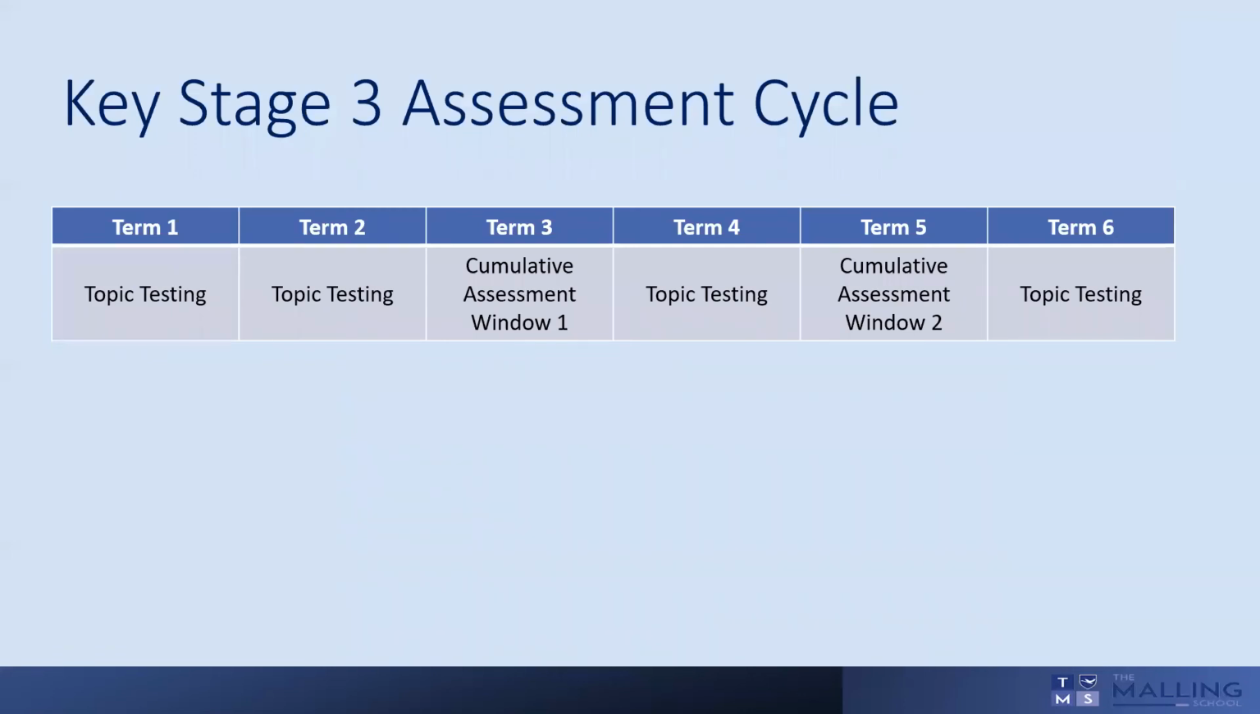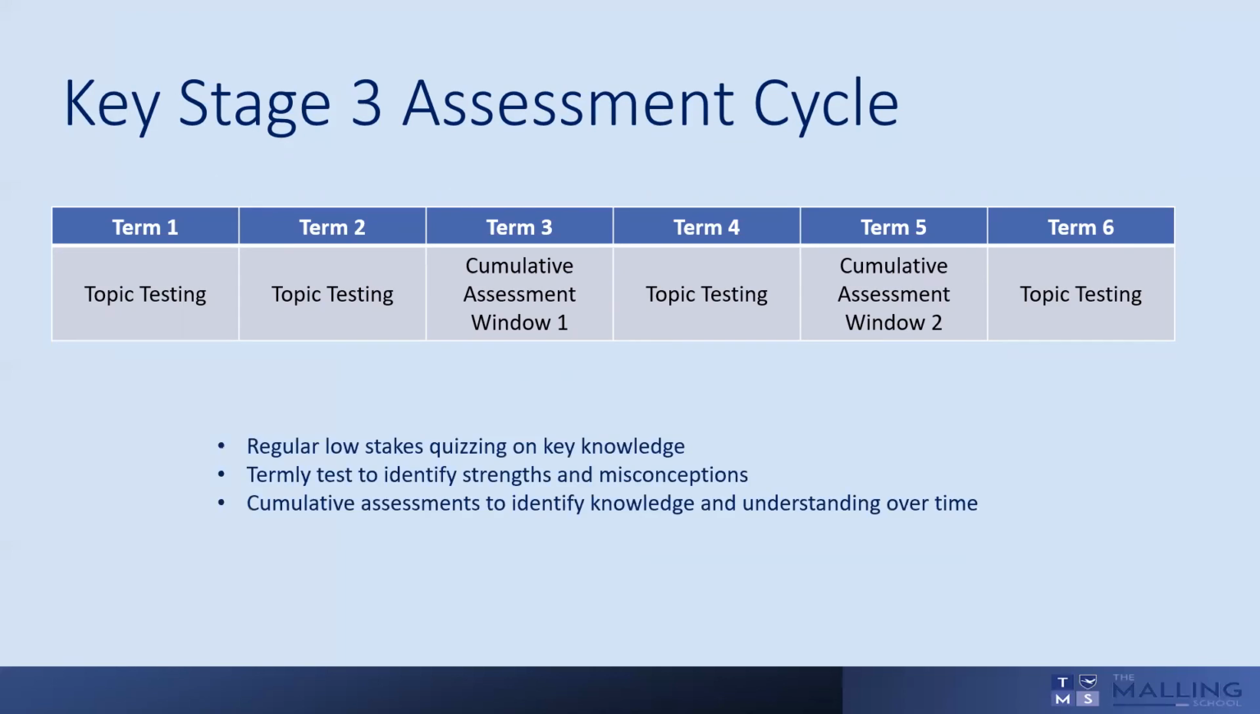So the assessment cycle for Key Stage 3 then, so that's years 7, 8 and 9. Throughout the term in all subjects, there'll be regular testing, and that will be recall tests at the start of most lessons, as well as mid-term, weekly or monthly tests, to identify what students know and what they don't know. That can then be used to inform future planning and future lessons to make sure the students are gaining the key knowledge that they need to.